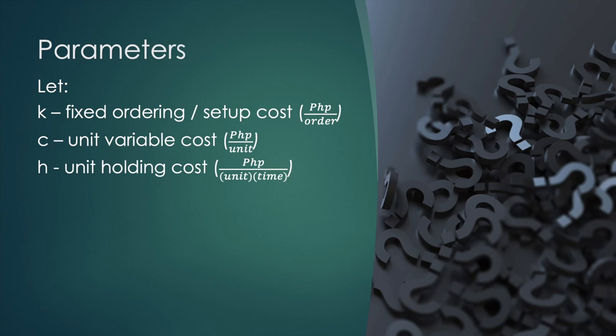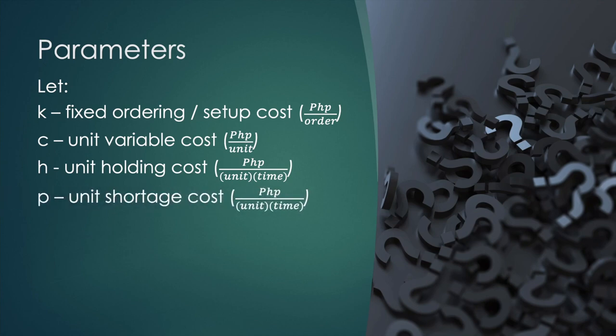Next, the unit holding cost. The unit holding cost is the cost that the company incurs because it is holding or keeping inventory in its storage, and the holding cost depends on how many units you are holding and how long you are holding that amount. That is why the unit for the holding cost is some money value, let's say Philippine peso per unit per time. And this is denoted by the constant H.